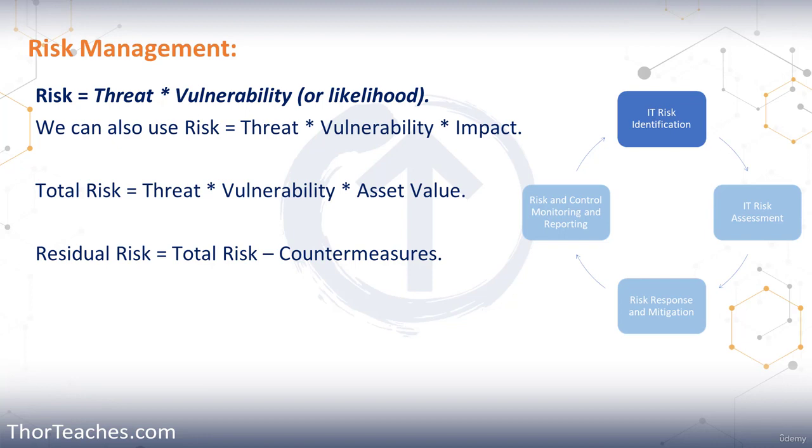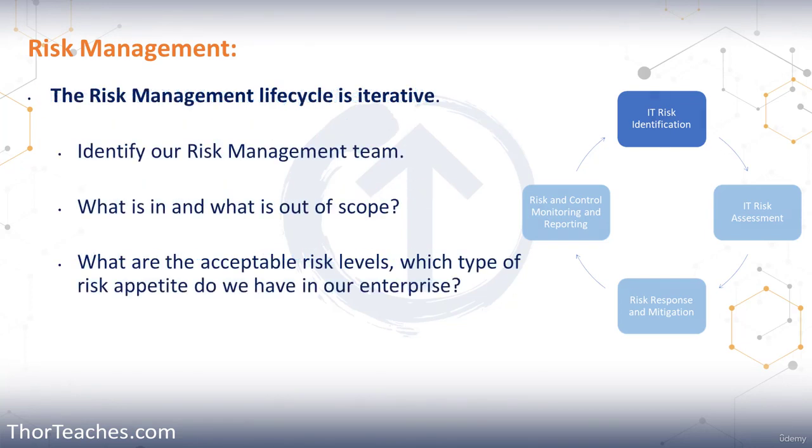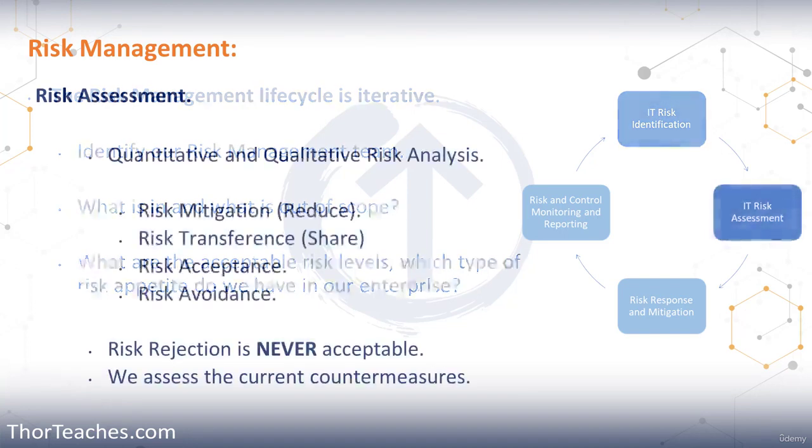In risk identification, we identify our risk management team. We decide what is in and out of scope, what specifically we are focusing on, and then we need to know the acceptable levels of risk, which is basically the risk appetite that our enterprise has, and that is set by senior management.